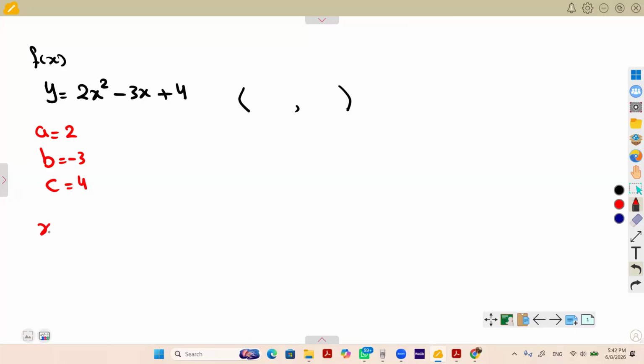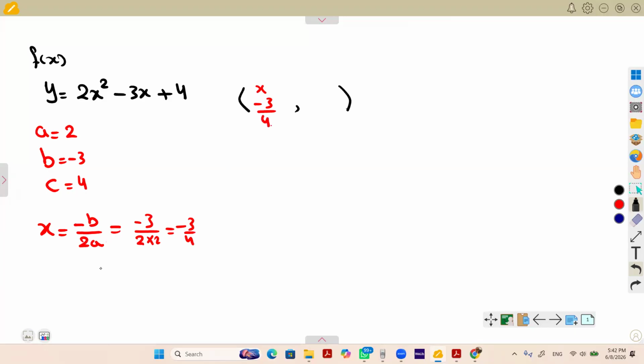Good. So to get the x coordinate of the line of symmetry, what is its rule? Tell me the rule first. x equals negative b over 2a. Negative b over 2a, so it will be negative 3 divided by 4. Negative 3 over 2 by 2, which is negative 3 over 4. Good. So the x coordinate is negative 3 over 4.